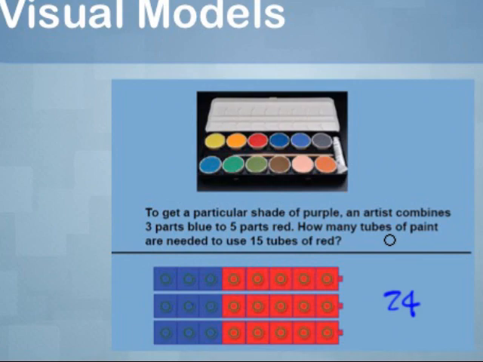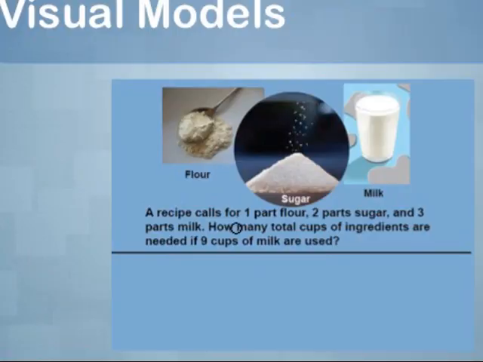Let's look at one more example. A recipe calls for 1 part flour, 2 parts sugar, and 3 parts milk. How many total cups of ingredients are needed if 9 cups of milk are used? So this is a 3-item ratio. 1 to 2 to 3.